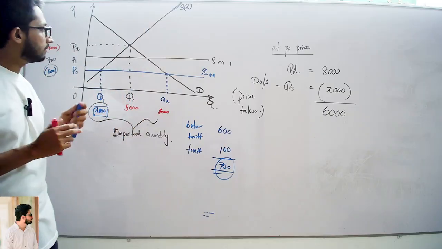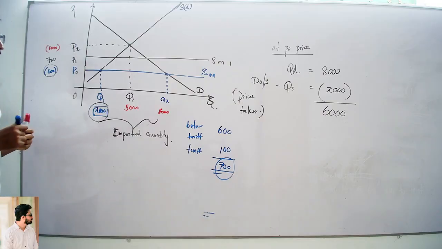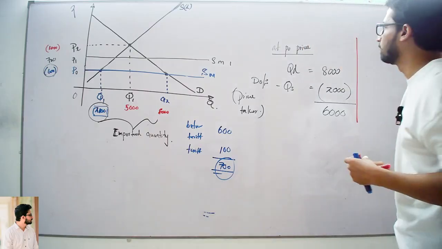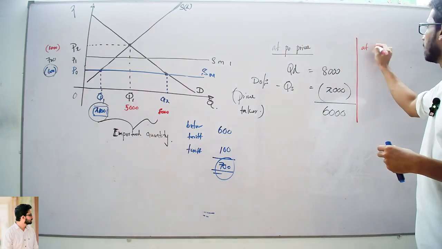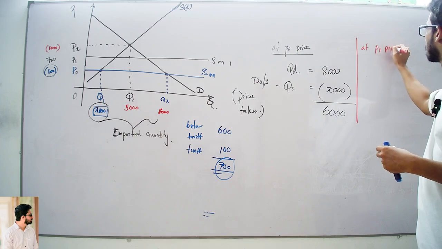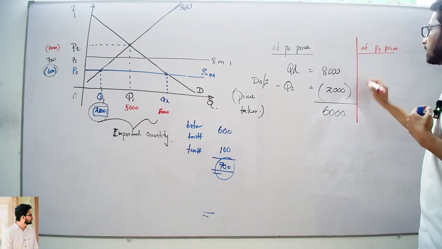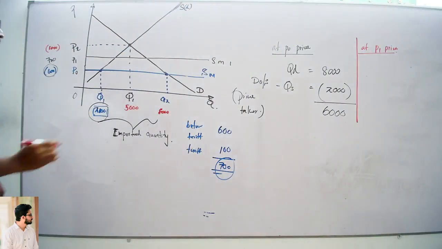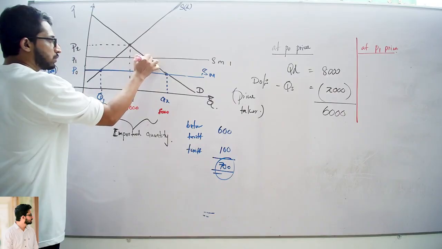Right. Then, Buddha, what happens? Let's talk about imports and exports. Imports, at the P1 price. At the P1 price. Now, I want you to answer. Buddha, at the P1 price, what happens to domestic demand?